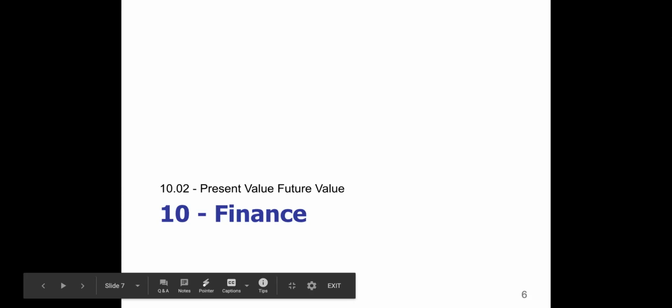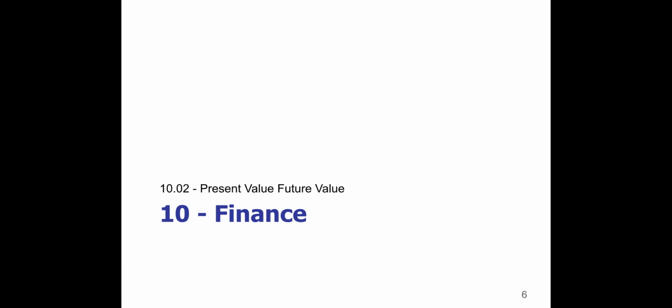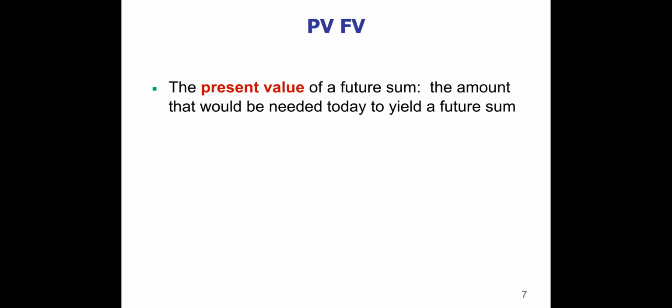Chapter 10, Personal Finance. In this video, we're going to talk about present value and future value, which is a way to figure out how much you'd have to invest today in the present in order to figure out how much money you'd have in the future. So the present value of a future sum is the amount that would be needed today in order to get you to that future investment.